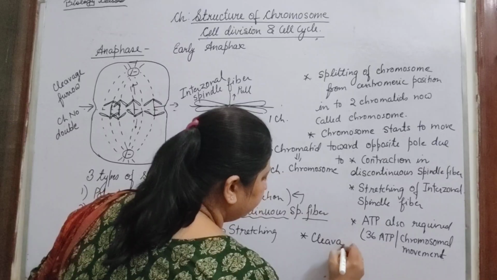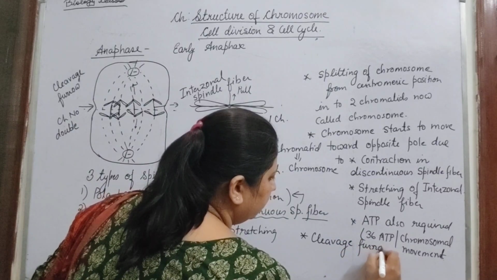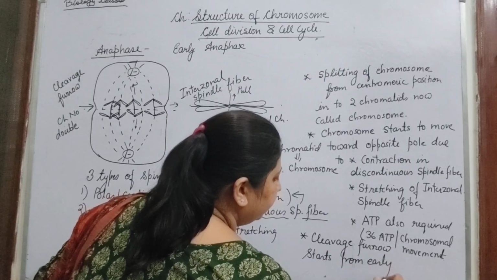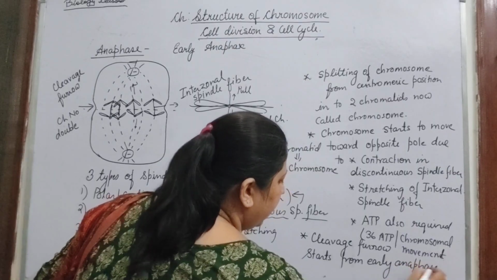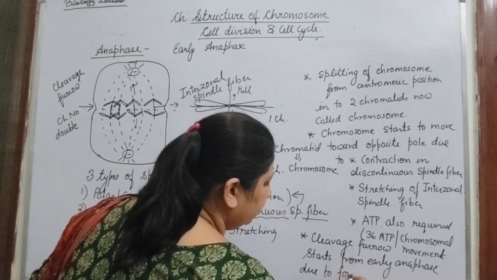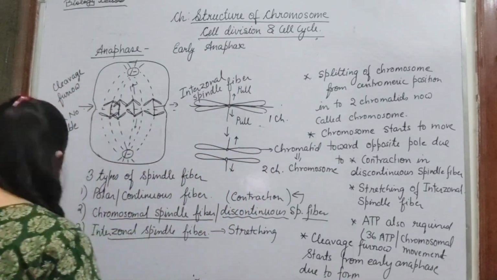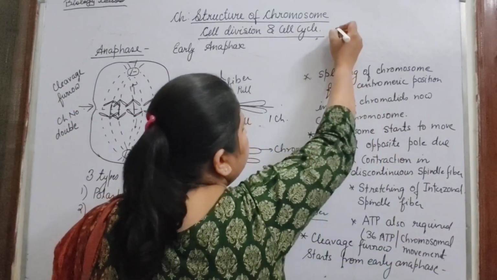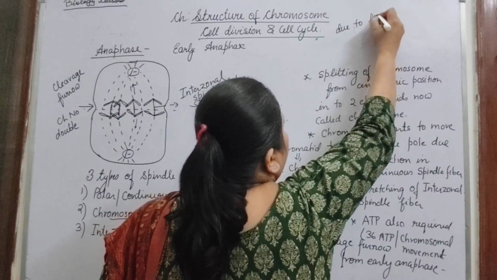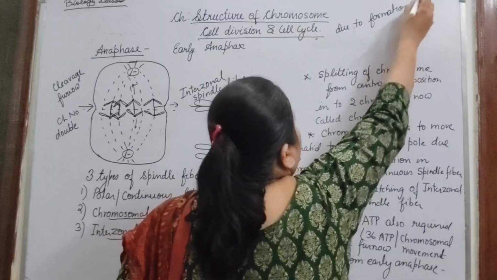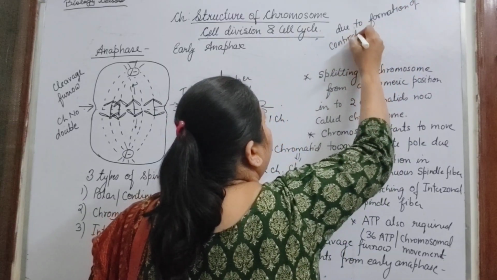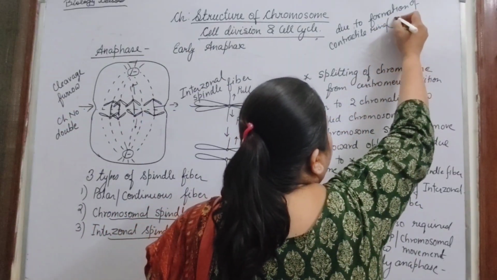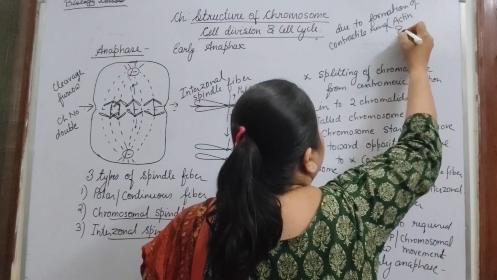So cleavage furrow starts from early anaphase, and due to formation of contractile ring, and this contractile ring is formed by the actin and myosin protein. Actin and myosin protein.